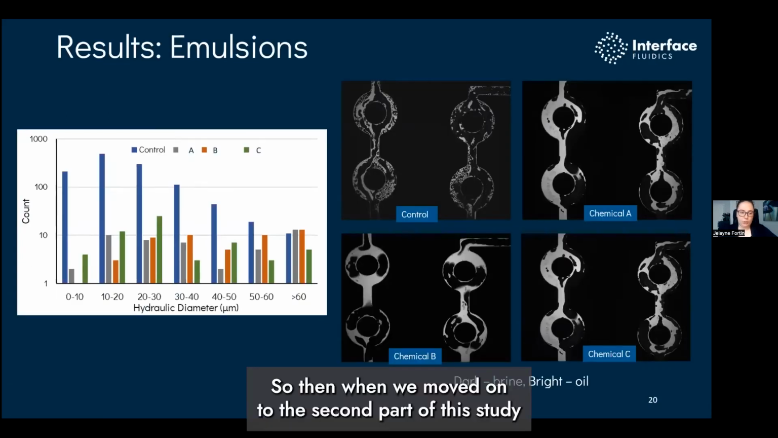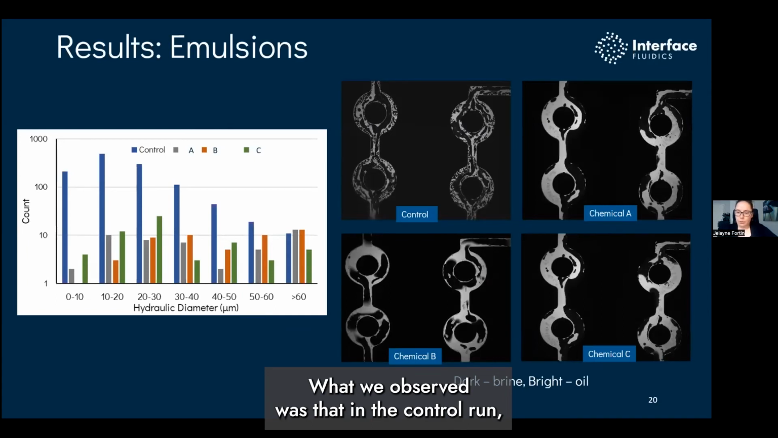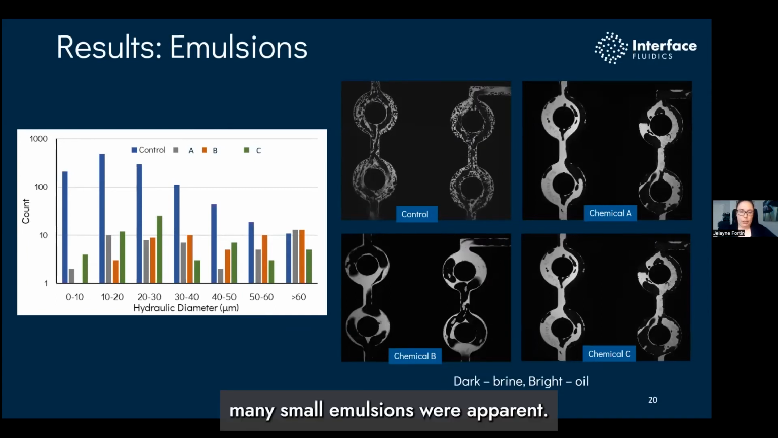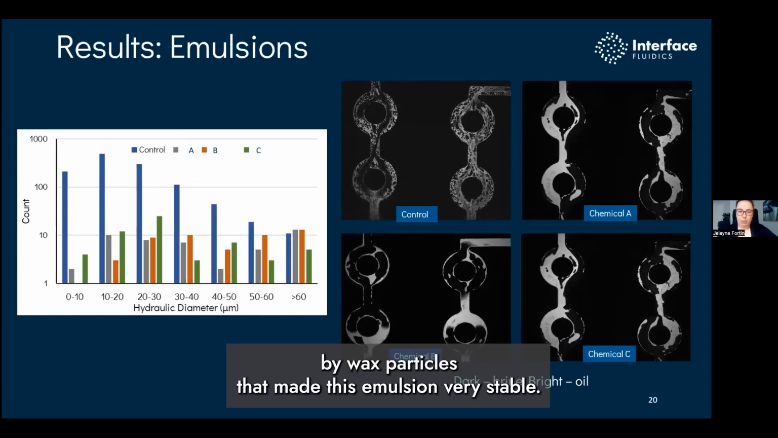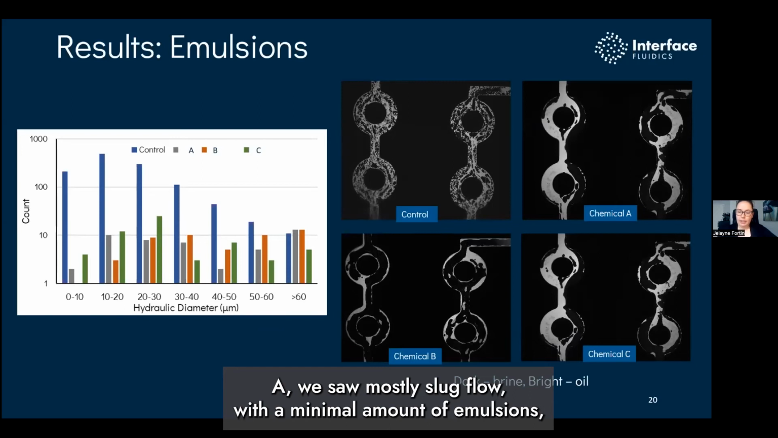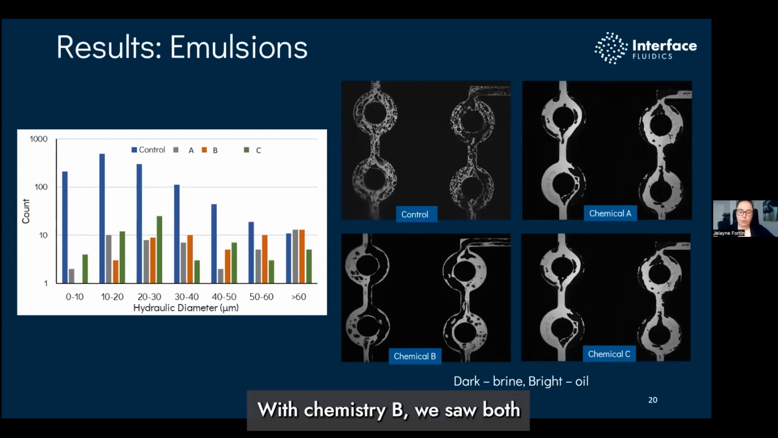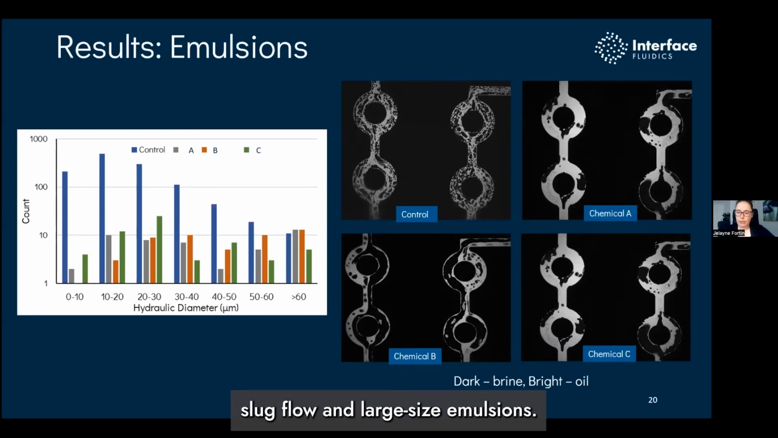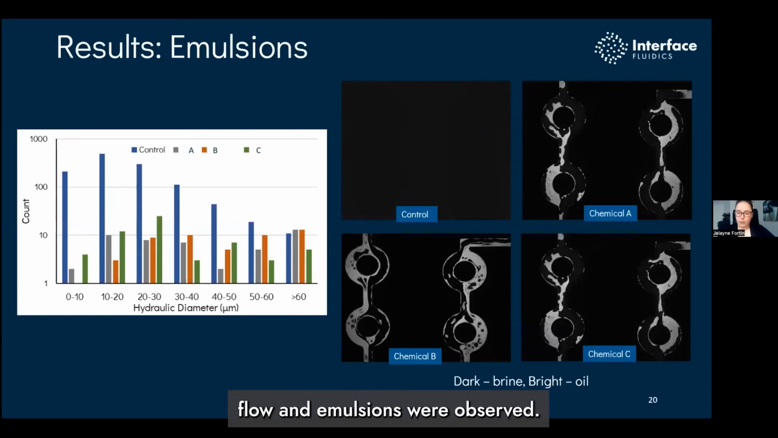When we moved on to the second part of this study, which was looking at these wax stabilized emulsions, what we observed was that in the control run, many small emulsions were apparent, and these small emulsions were surrounded by wax particles that made the emulsion very stable. When we added chemistry A, we saw mostly slug flow with a minimal amount of emulsions, and the droplet size was considerably larger. With chemistry B, we saw both slug flow and large size emulsions. And using chemistry C, again, both slug flow and emulsions were observed.